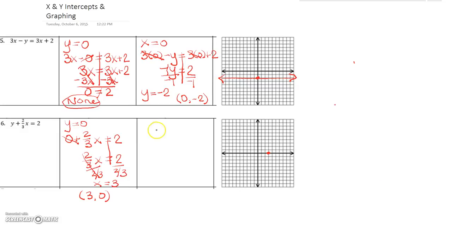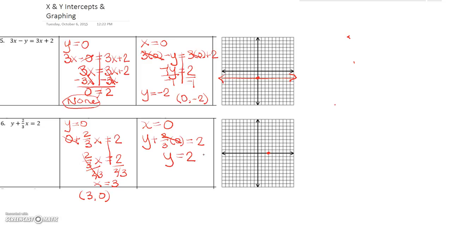Okay, now for the y-intercept, make x 0. So replace your x's with the 0. So you have y plus 2/3 times 0 equals 2. Now 2/3 times 0, that makes 0, so I just cross it off. And all I have left is y equals 2.